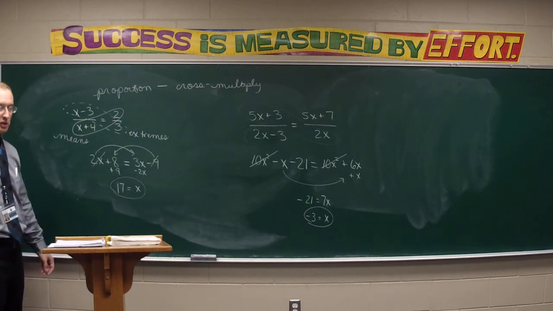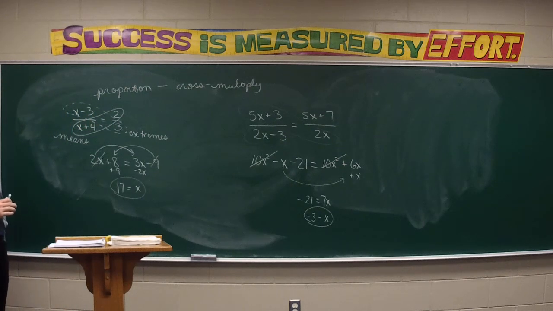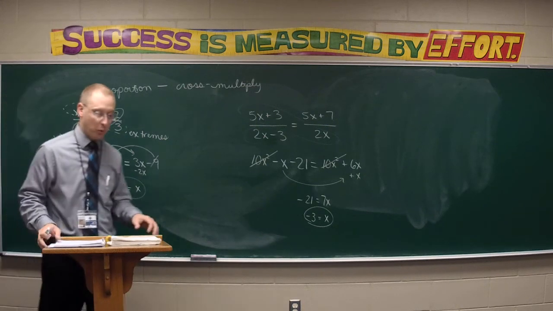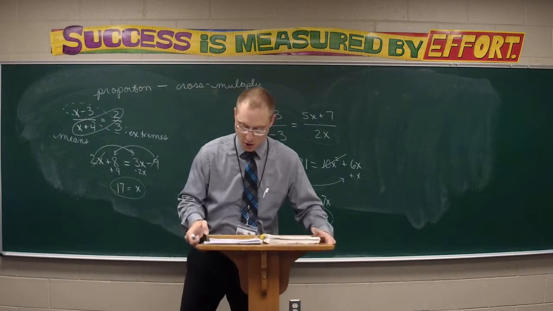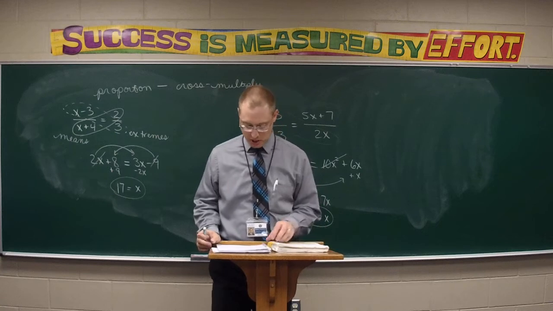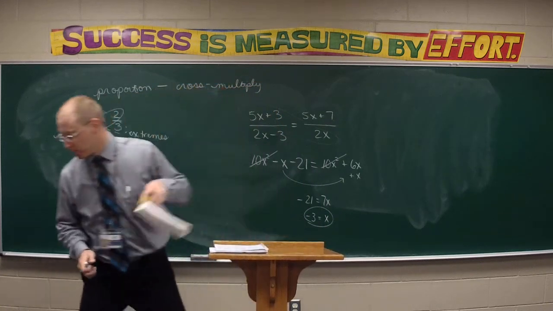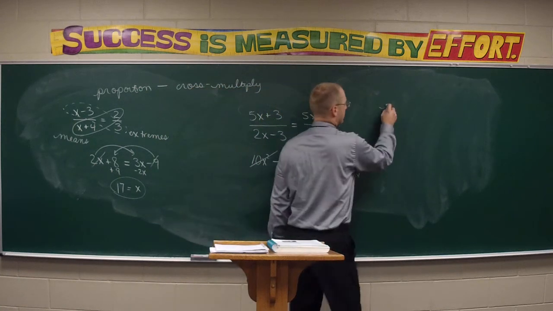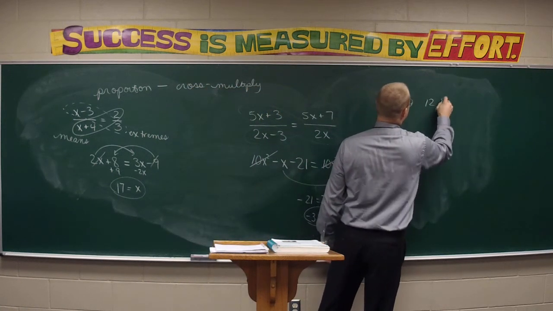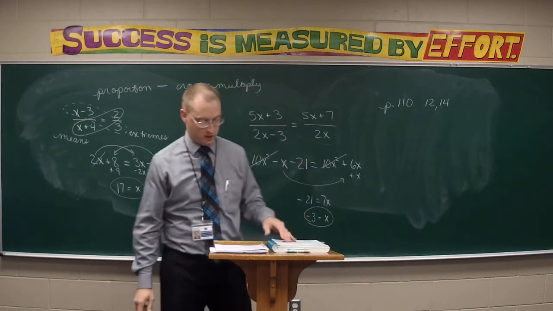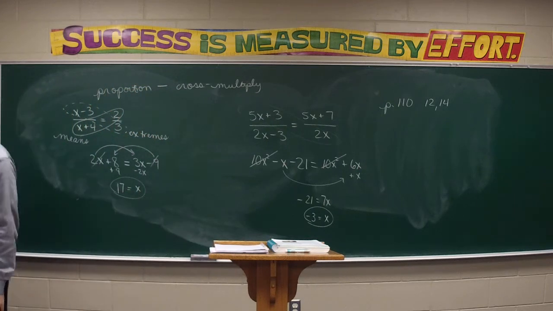Technically, you're doing the same thing as you would if you multiplied by the LCD, but it's a faster way of thinking of things. It's just cross-multiplying when you have two equal fractions, when you have a proportion. Questions on solving proportions. Turn your books to page 110. Page 110. And do numbers 12 and 14. You have a couple of proportions there in 12 and 14. I need you to cross multiply and solve.